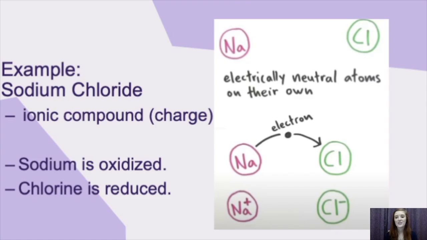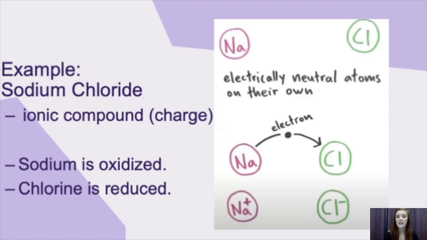All right, guys, let's go ahead and look at a real life example. For sodium chloride, or NaCl, which is an ionic compound, we have a transfer of electrons happening. Remember, we have sodium as our cation, which means it's a positive ion with a positive charge, and then we have chlorine, which is our anion, which is a negative ion, an atom that has a negative charge.